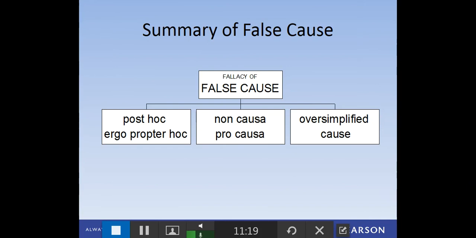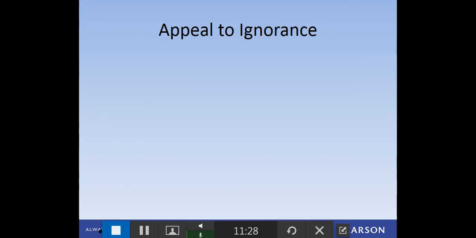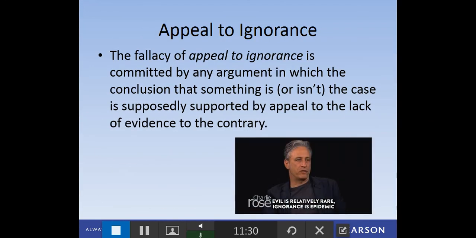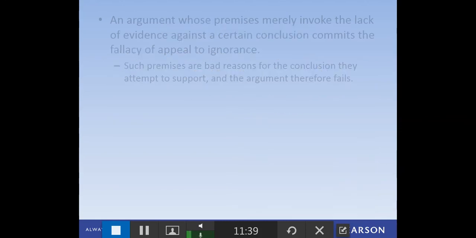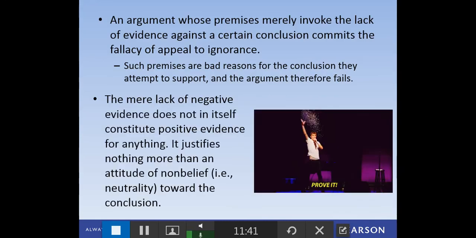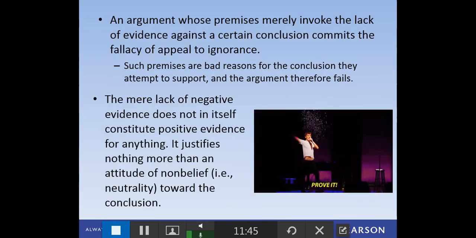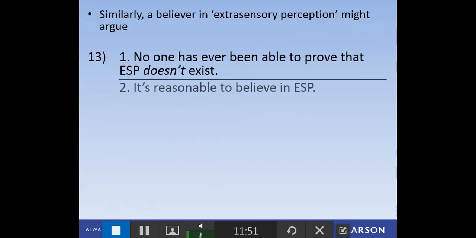There we go. All right, so summary of the false cause: oversimplified cause, non causa pro causa, and post hoc ergo propter hoc are our three types of false cause. We have an appeal to ignorance. Basically, appeal to ignorance is committed by any argument whose conclusion is or isn't the case is supposedly supported by lack of evidence to the contrary. An argument whose premises merely invoke the lack of evidence is an appeal to ignorance. We want to make sure that there's good evidence.